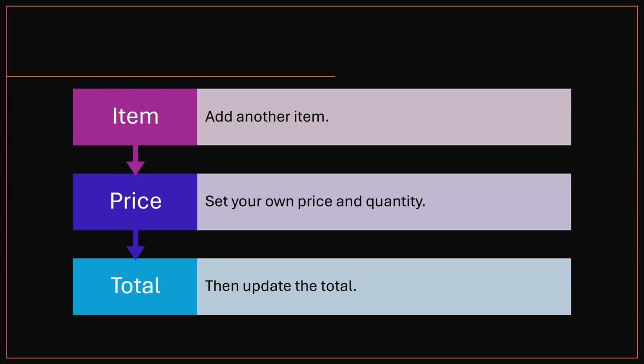Now, here's a challenge for you. Add another item like eggs or cheese to this grocery calculator. Set your own price and quantity, then update the total. Type in your results in the comments below. I'd love to see what you come up with.